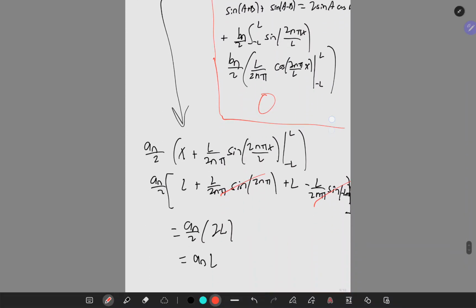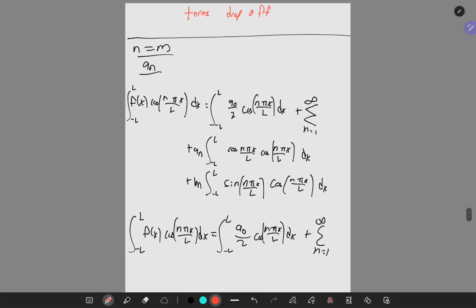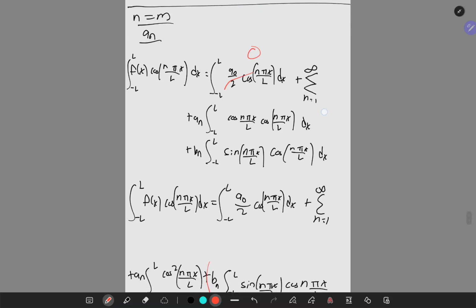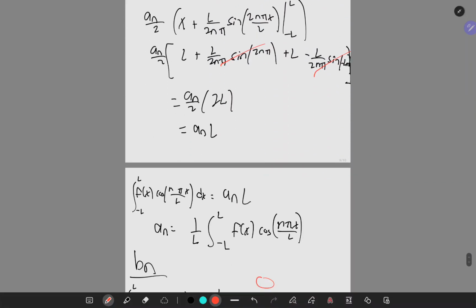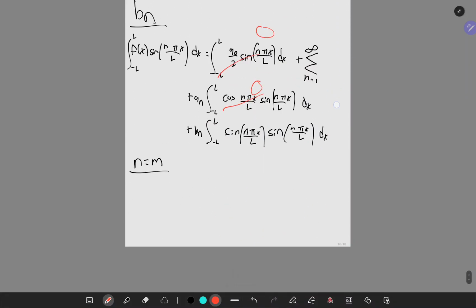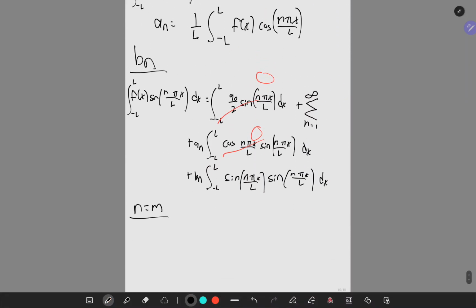I may or may not have forgotten to show that. But it does go to 0 because it's going to be sine. And of course, any number you plug in for n, sine of n pi is 0. So that goes to 0. I should have stated that, right? I forgot to. So then we're just left with this one.